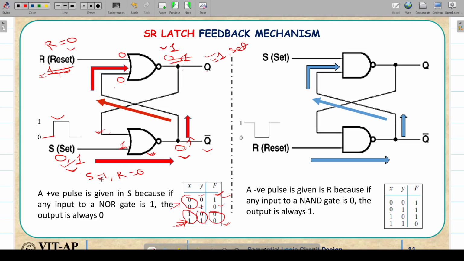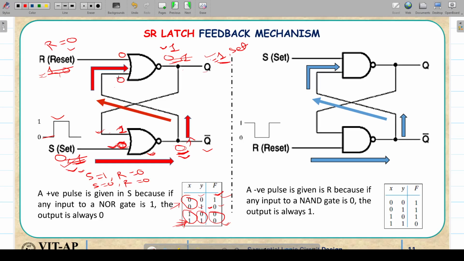Now let us take another scenario. I remove this input where S equals 1 was there, I will make S equals 0 and R will remain 0. I will not change the value of R. Previously I had the value 1 here and 0 here. Now one of the input I have made 0, and because of the previous action the value was 1, so now here it is 1. So a 1 0 input will give you output 0. So again the 0 output will stay here, no problem in that.